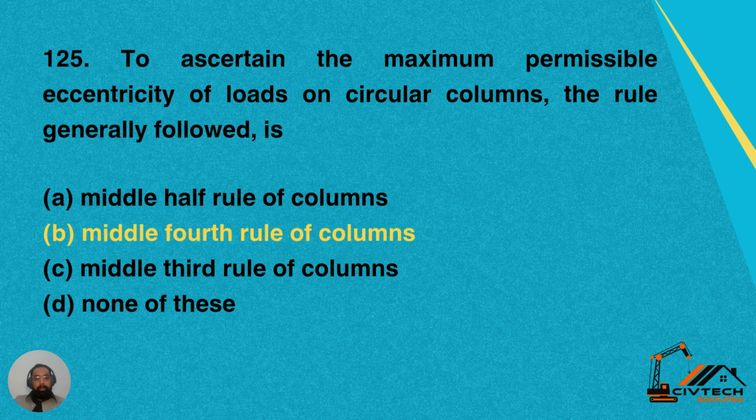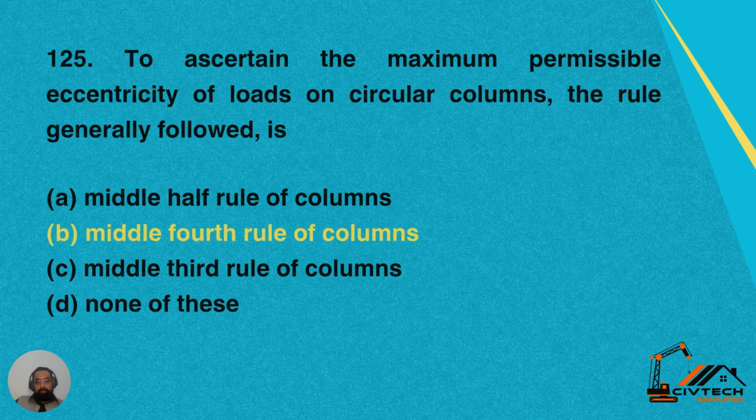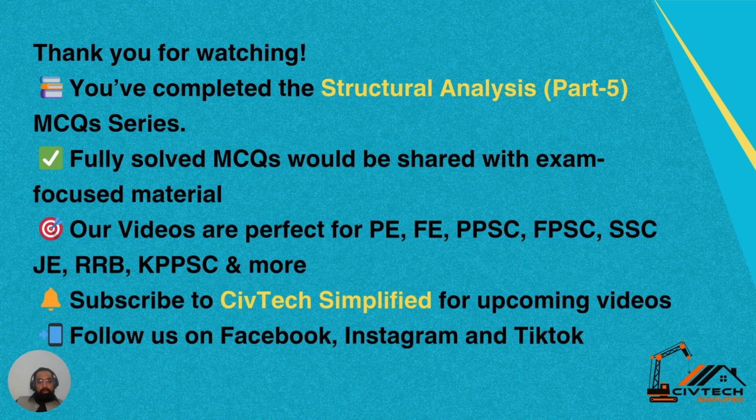125, and the last question for this video part. To ascertain the maximum permissible eccentricity of loads on a circular column, the rule generally applied or followed is, option A, middle half rule of columns, option B, middle fourth rule of columns, option C, middle third rule of columns, option D, none of the above. Option B is the correct option for this question. So B is the correct option, middle fourth rule of the column.